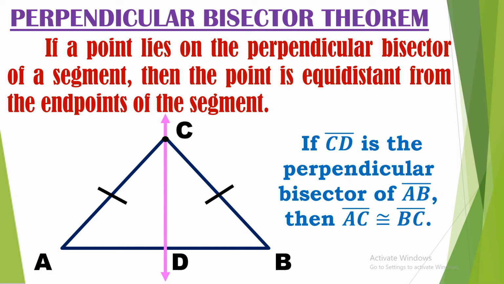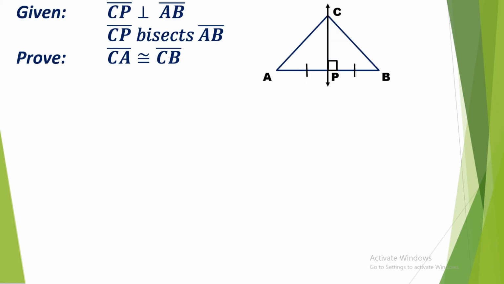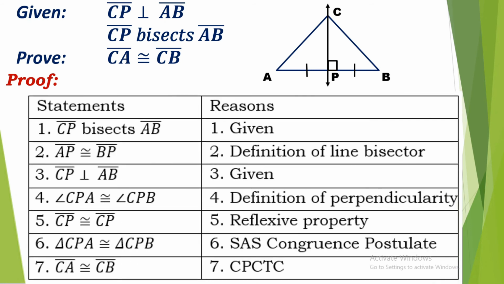So that's the perpendicular bisector theorem. Now let's prove the perpendicular bisector theorem. Given here is segment CP perpendicular to segment AB, and segment CP bisects segment AB. Prove that segment CA is congruent to segment CB. So for our proof, we have first, segment CP bisects segment AB. That is from the given.